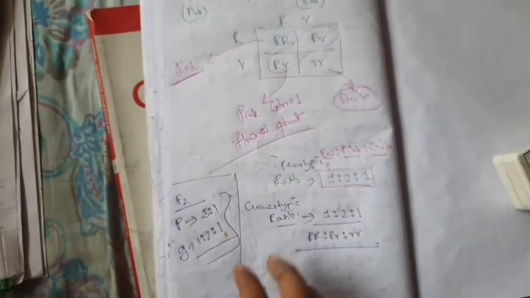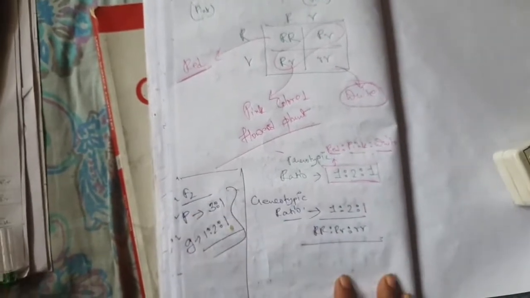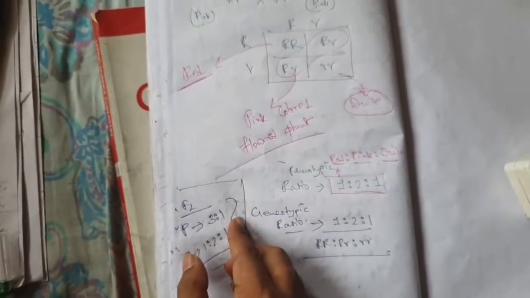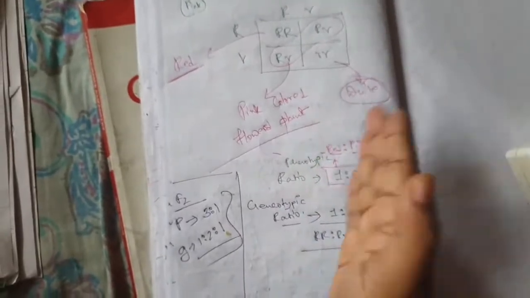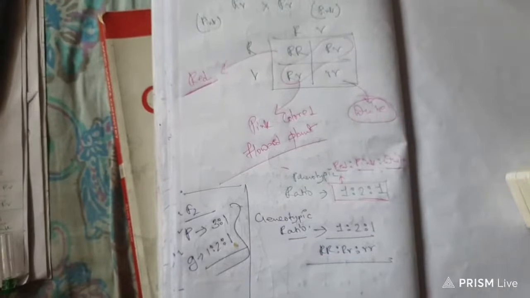So this is the difference, where in normal Mendelian inheritance you will find 3:1 of dominant and recessive, but here dominant, recessive and codominant, all three you will find. I hope that you have understood.